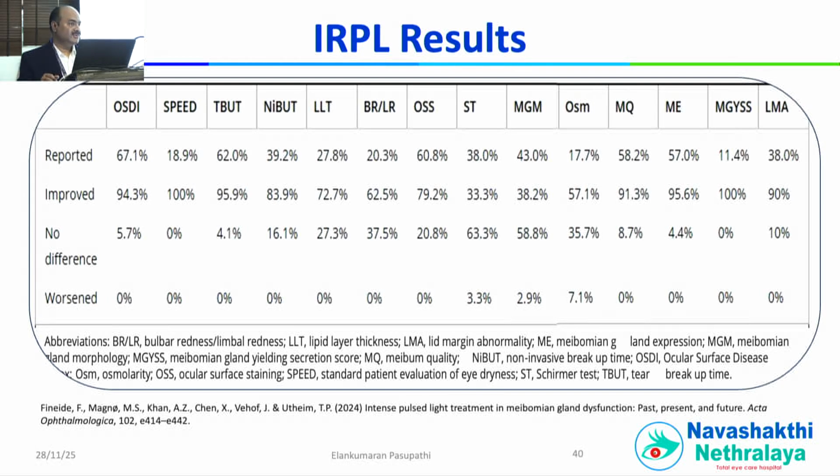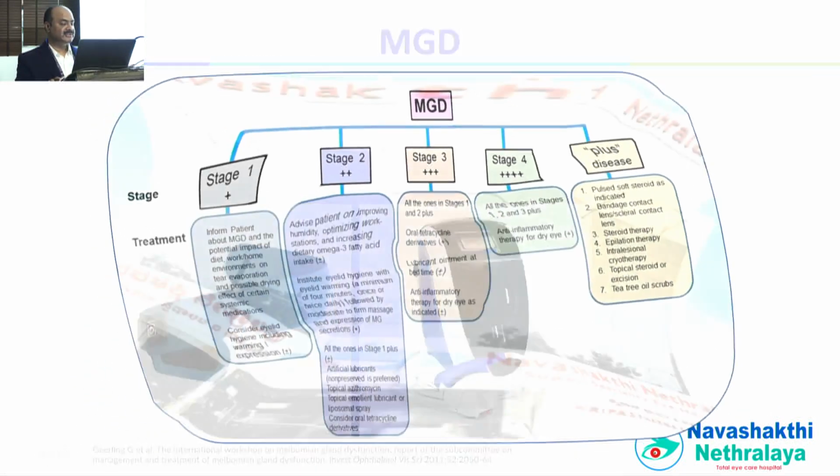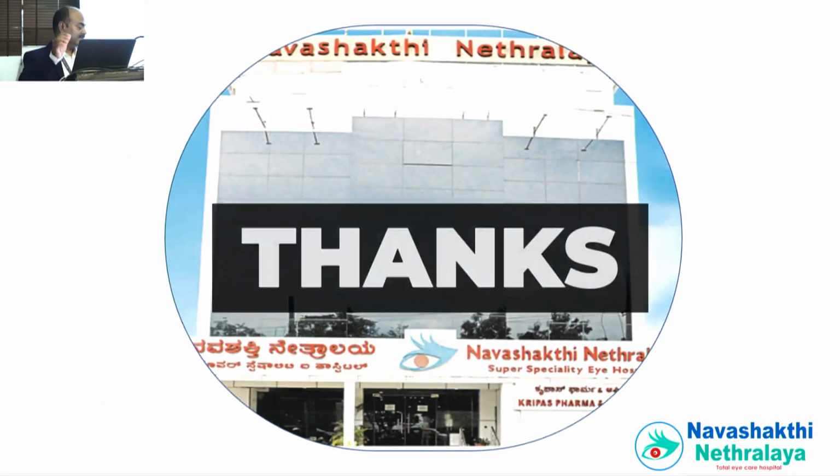Scientists, we need to prove it, right? That's another meta-analysis which said only around 7% had problems. The rest of them were all normal. Where do we use it? Stage 2 and beyond. Thank you for the opportunity.